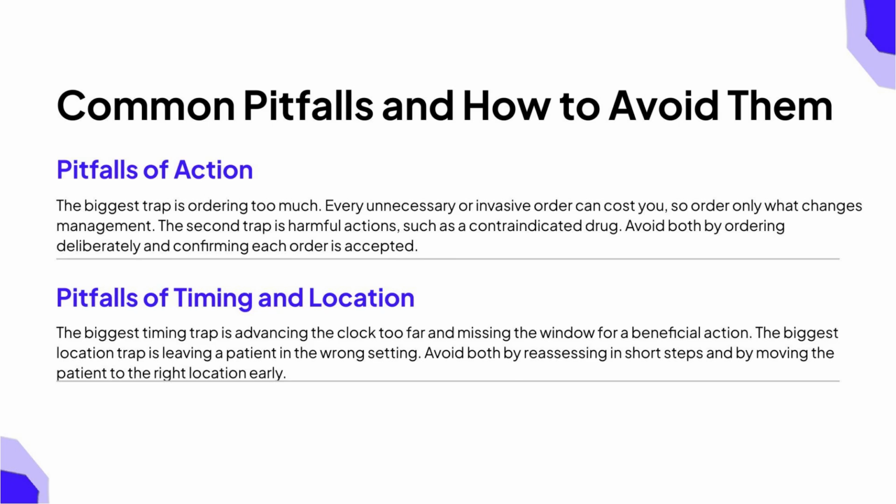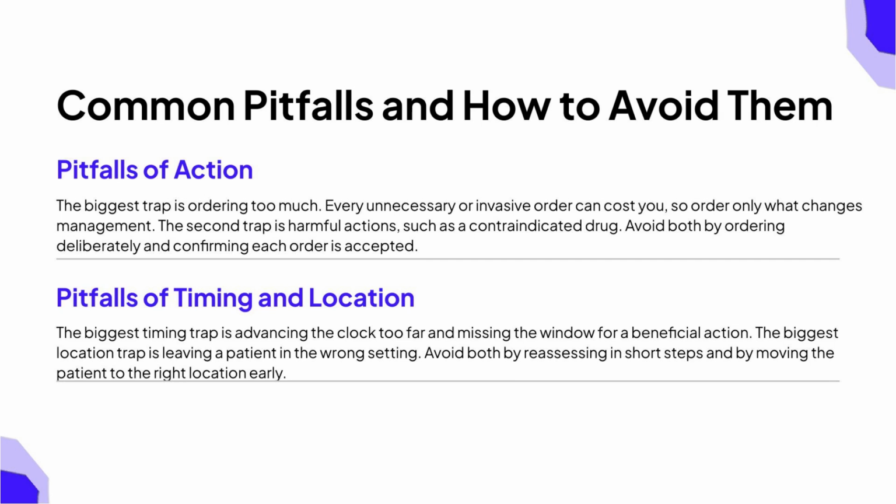Now the pitfalls, because avoiding them is where most points are won or lost. There are pitfalls of action. The biggest is ordering too much, since every unnecessary or invasive order can pull your score down, so order only what changes management. The second is a harmful action, such as a contraindicated drug, so order deliberately and confirm each order is accepted. Then there are pitfalls of timing and location.